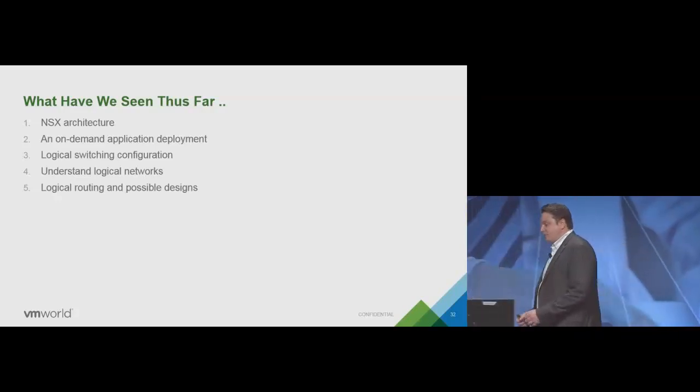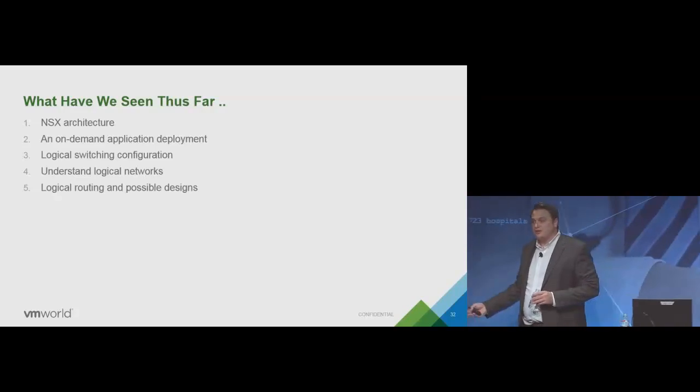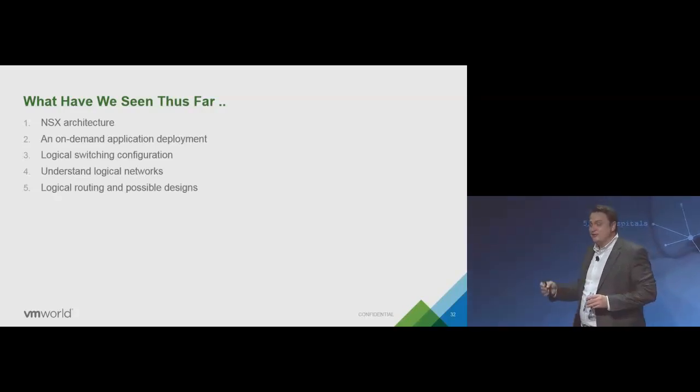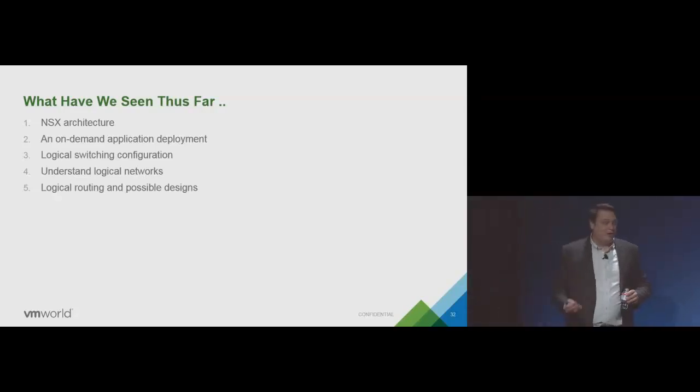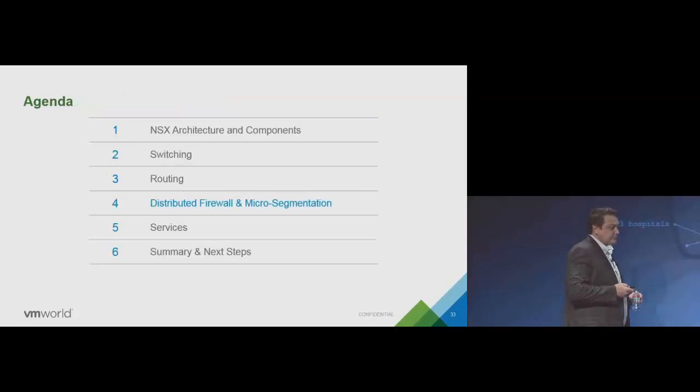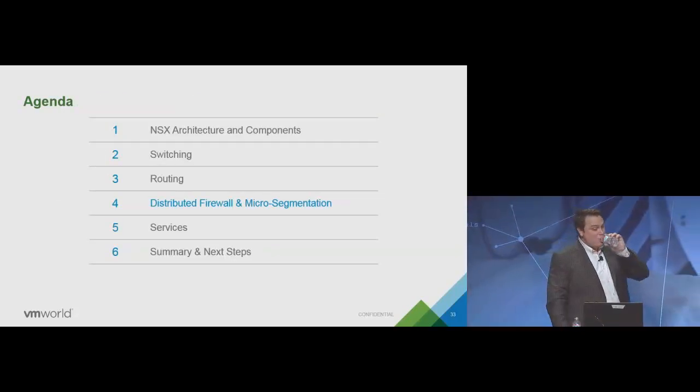So what have we seen so far? We've seen how NSX is architected, some of the components of how it's built, the NSX manager, the controllers, what we need to push down onto the hosts, and we've seen some of the switching and routing and how it's all connected. So let's move on into distributed firewalling and micro-segmentation.